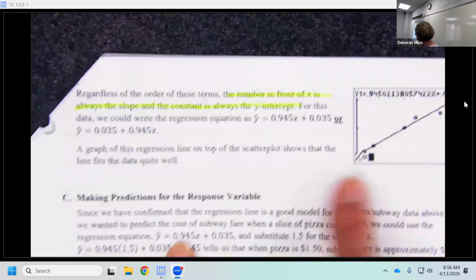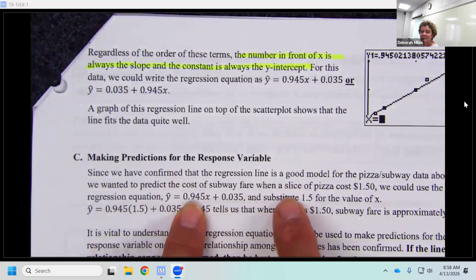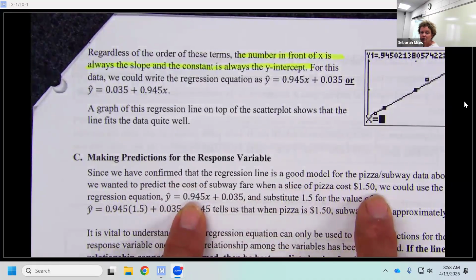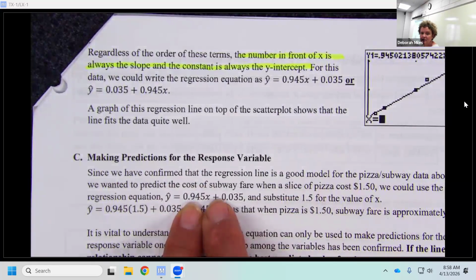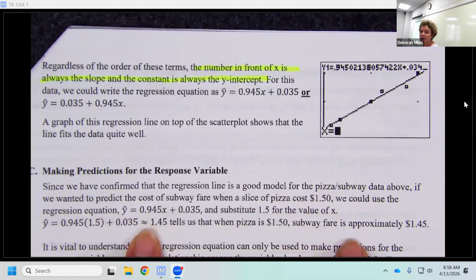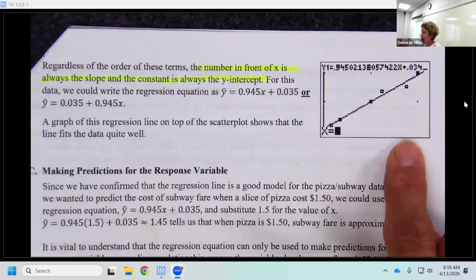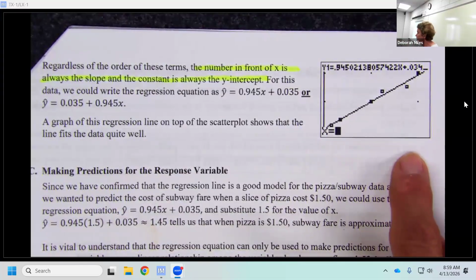Because we did verify that there was a linear correlation between the cost of pizza and the cost of Subway fare. If you said, predict the cost of Subway fare when a slice of pizza is $1.50, you just put 1.5 in for X and you get about 1.45. So when pizza is $1.50, Subway fare is approximately $1.45, according to this model. And we only can do that because we've already verified that R equals 0.988 did indicate a linear correlation.